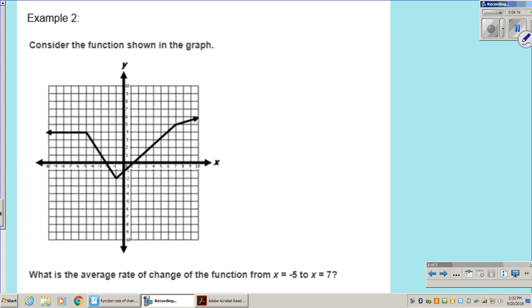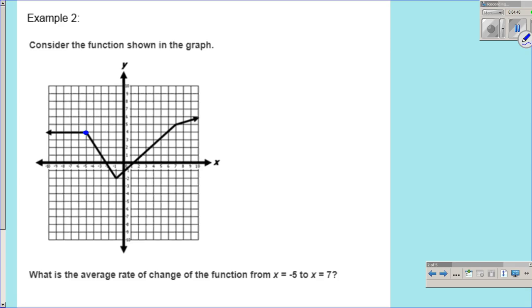Okay, in example 2, we're going to actually look at the function represented on the graph. It says, consider the function shown in the graph. What is the average rate of change of the function from x equals negative 5 to x equals 7? So on the graph, on our x-axis, we need to go left to negative 5, 1, 2, 3, 4, 5. Follow this up to your function. This is the point. Over on the y-axis, it has a y-coordinate of 4. So this could be written as the ordered pair negative 5, 4.